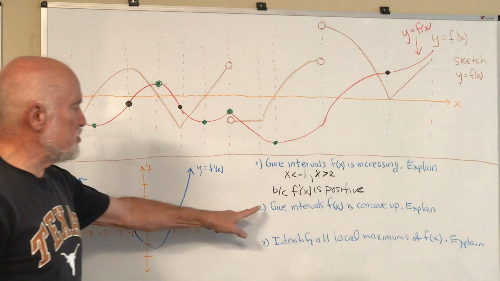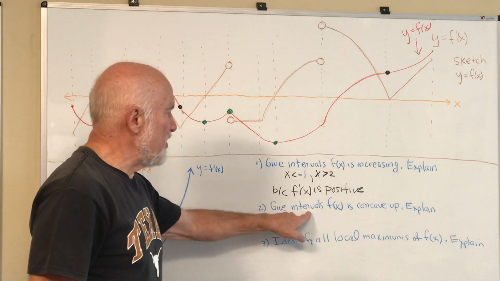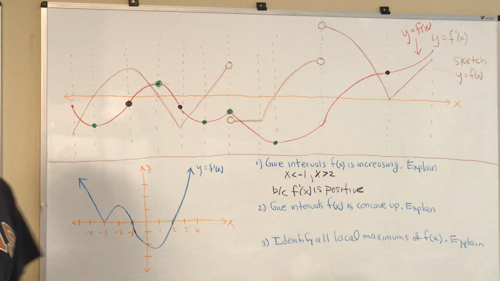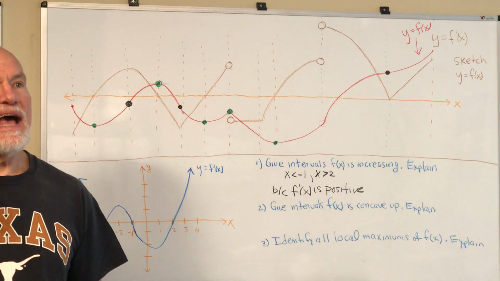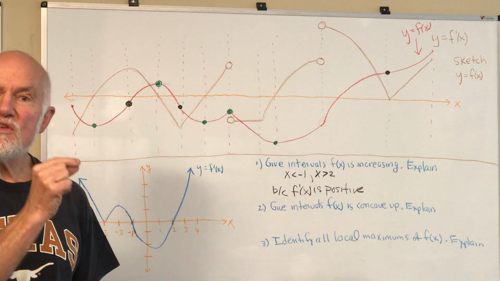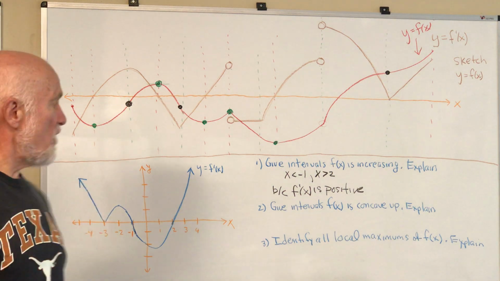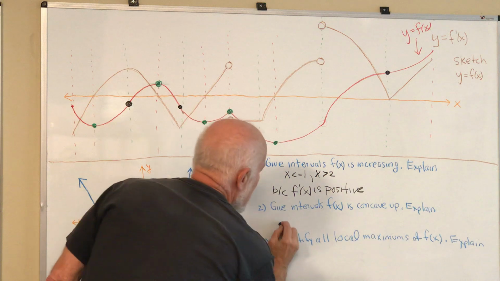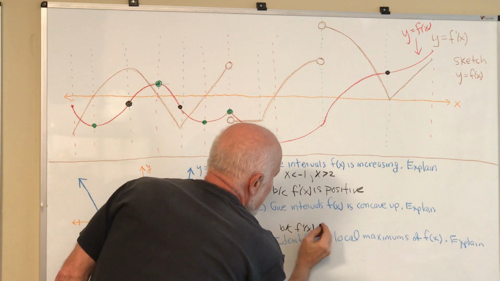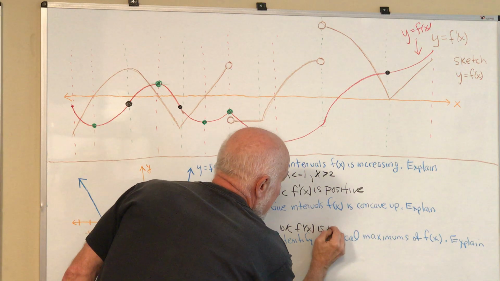Let's do number 2. Give the intervals of f of x that are concave up. Well, think, what does it mean for a function to be concave up? When we've got the derivative, the derivative has to be increasing. So I can give my answer first. Because f prime of x is increasing.